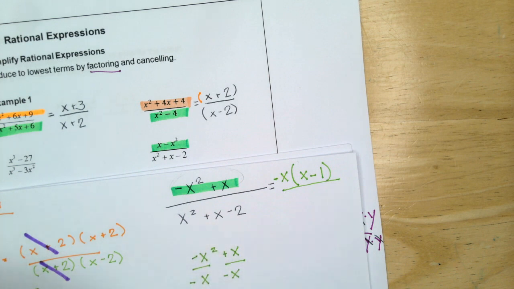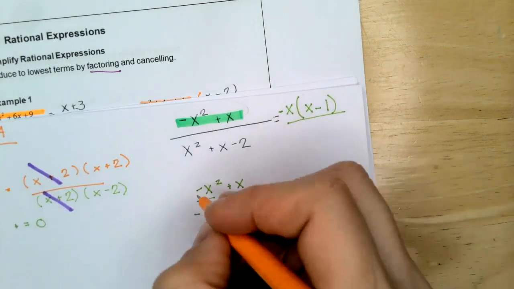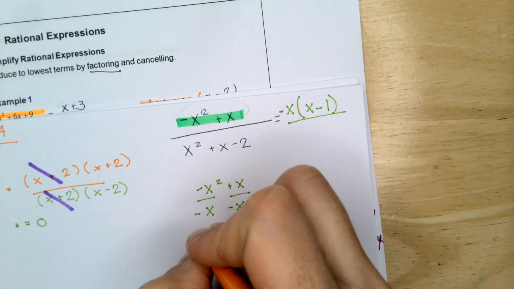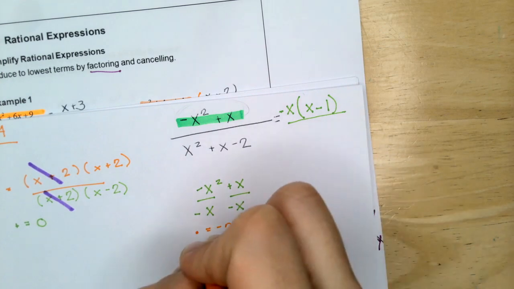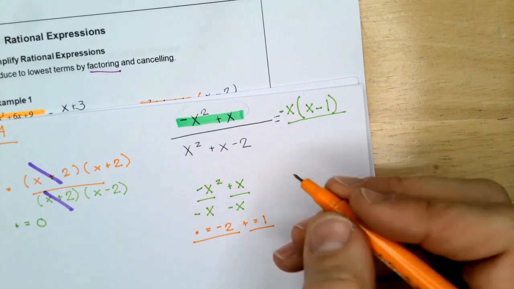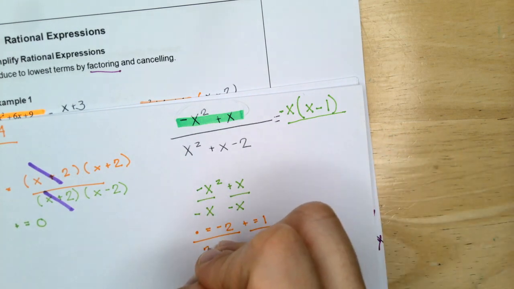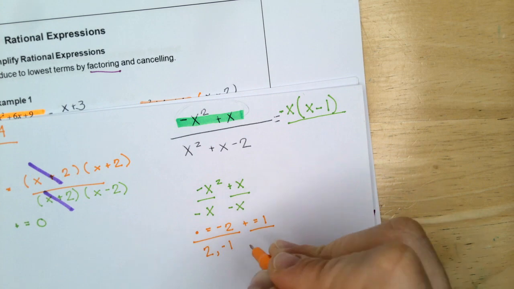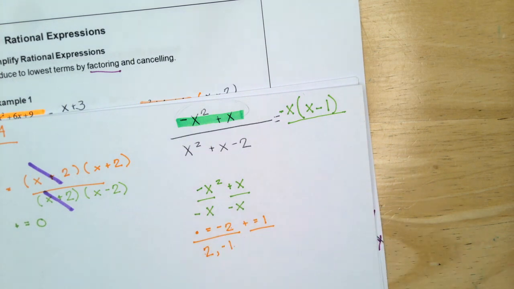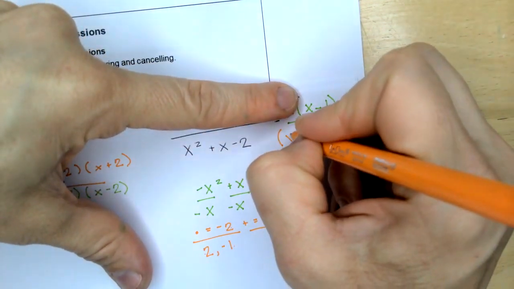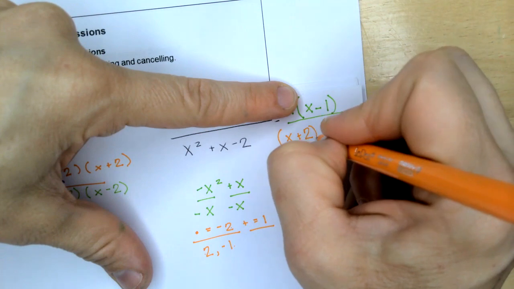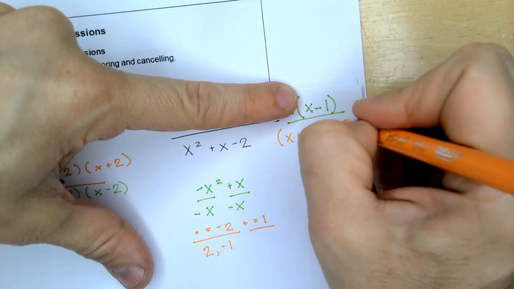Now I have x squared plus x minus 2. Let's think about that. We want it to multiply to equal -2, and we want it to add to equal 1. What 2 numbers will multiply to equal -2 but add to 1? The numbers 2 times -1, right? 2 times -1 is -2. 2 minus 1 is 1. So x squared plus x minus 2 becomes x plus 2, x minus 1.